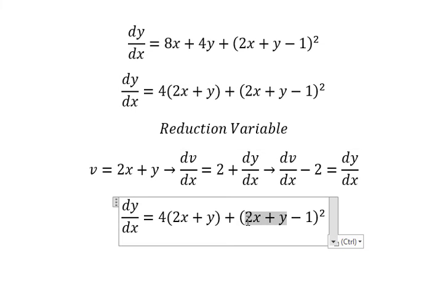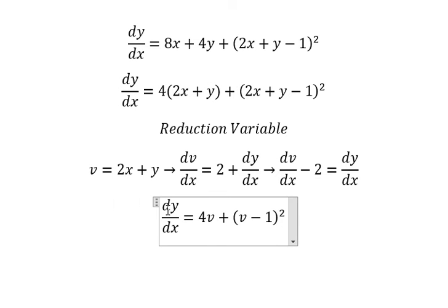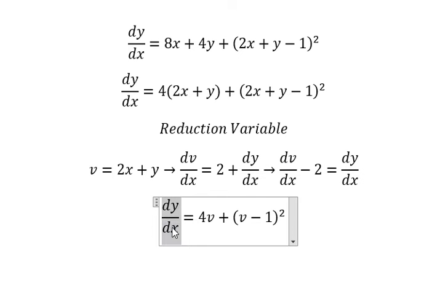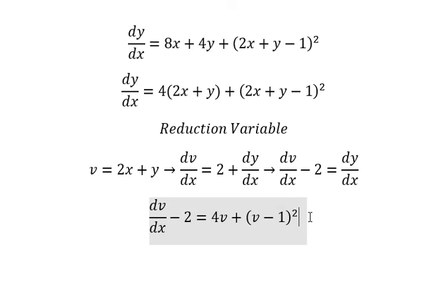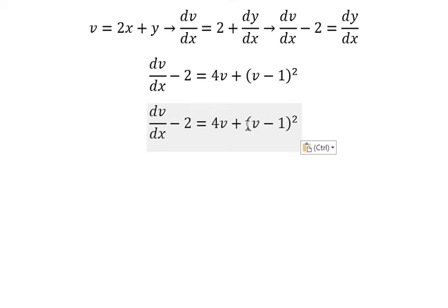This one we change by v. This one we change by v. This one we change by this one. Now, we need to expand this one, and I put negative number 2 go to the right.